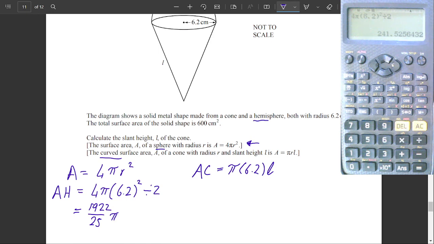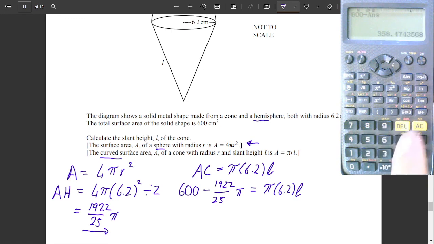Okay, what else do we have? All right, we know that the total surface area is 600. So if we subtract from that the area of the hemisphere, what will be left is the area of the cone. So let's do 600 minus my previous answer. That would be nice and accurate. And there we go. Brilliant. 358.47. Remember I said don't round, at least 4 significant figures. To be thorough, do 5.